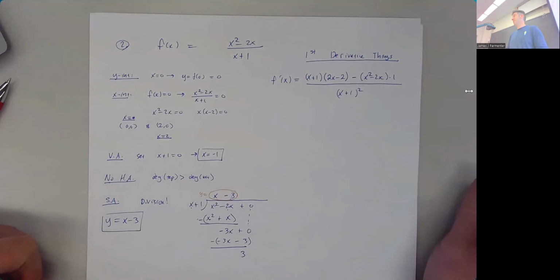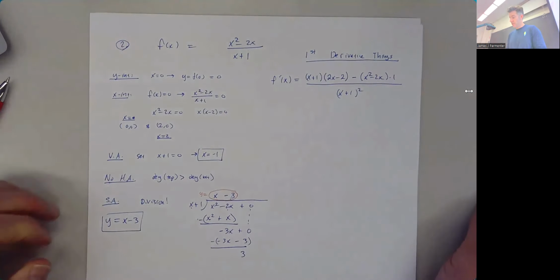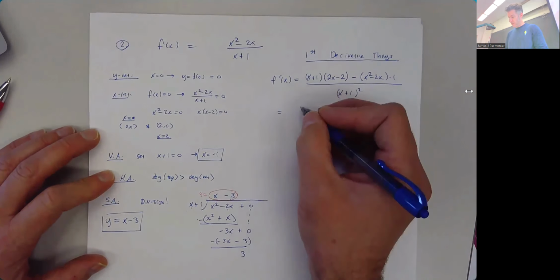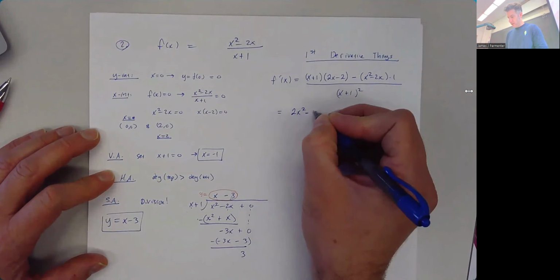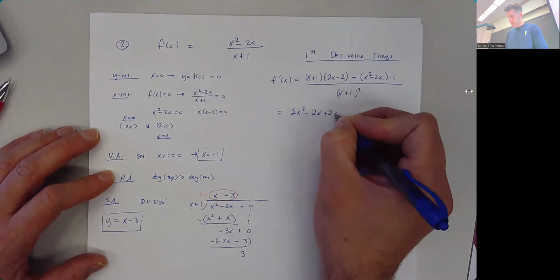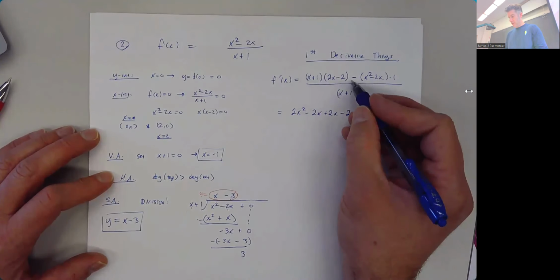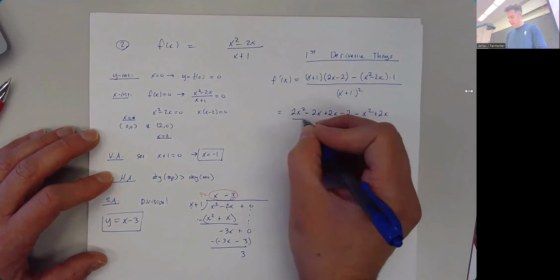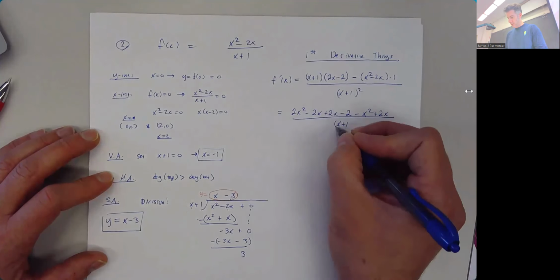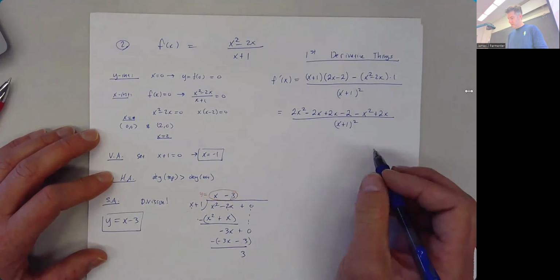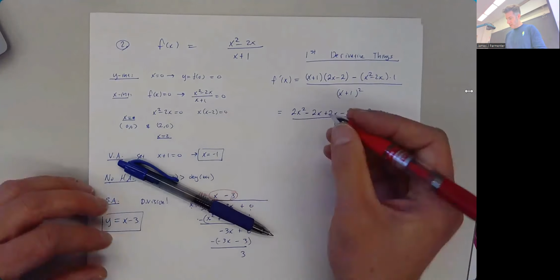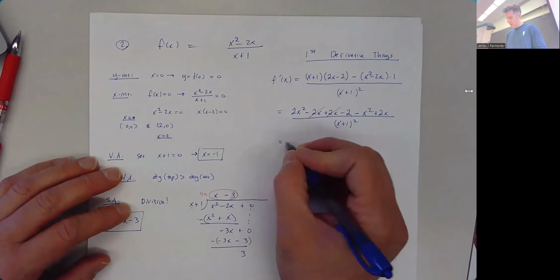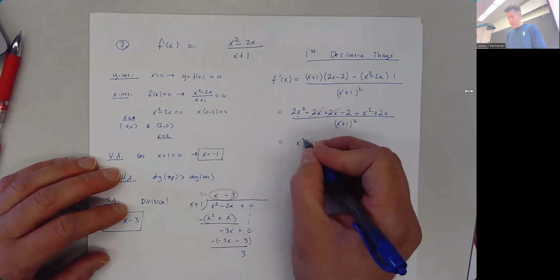And then we have to simplify this to be able to find the critical values. So multiplying out the top, we're going to get 2x squared minus 2x plus 2x minus 2. And then distributing the minus sign here, minus x squared plus 2x, all divided by (x plus 1) squared. And then let's see, you can cancel a few things here. The negative 2x and the positive 2x cancel, and you get 2x squared minus x squared, which is just x squared.